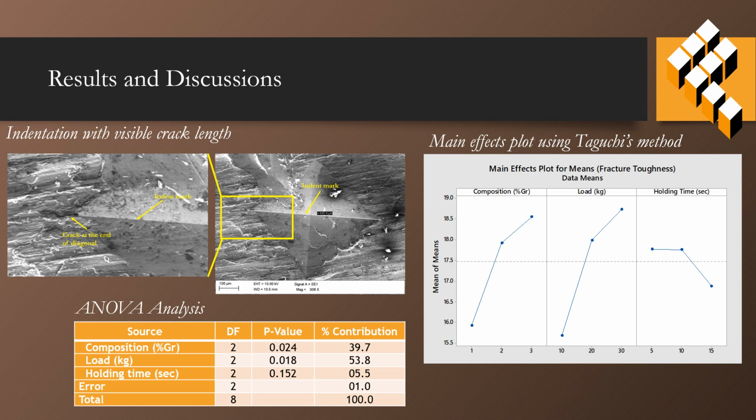The main effect plot has been drawn for all the values using the Taguchi method. The figure clearly shows that as the composition increases, the fracture toughness increases, and as the load increases, fracture toughness increases. As the holding time increases, the fracture toughness is initially steady and then decreases. ANOVA analysis shows the composition and the load affect the fracture toughness more in comparison with the holding time.